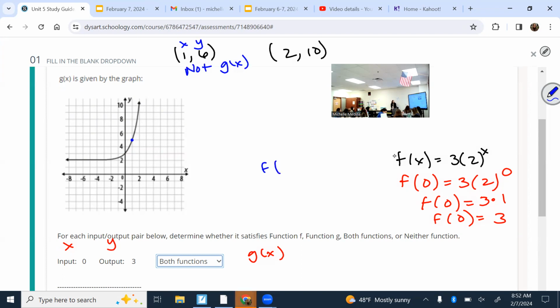For the f of x, I'd have to plug it into the equation. We're plugging in a 1. You can use a calculator. I don't want to have to go back and forth between screens, so I just won't. Always do your exponents first, though. Remember that. What's 2 to the first power?